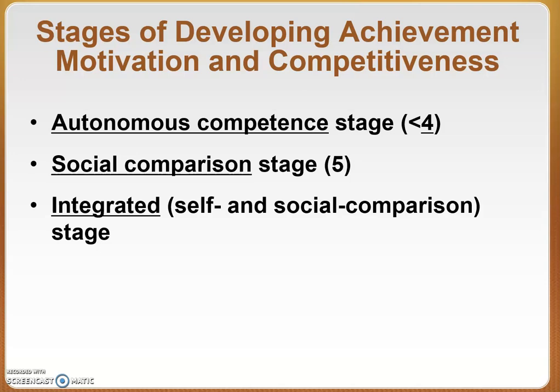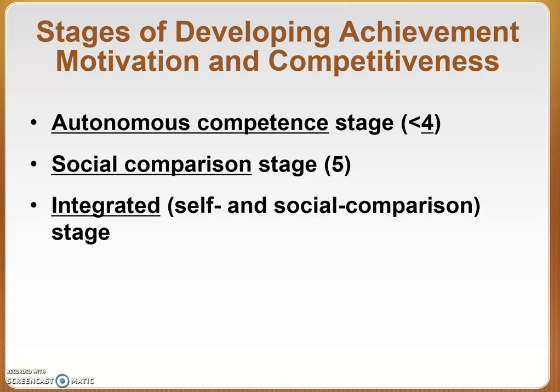So there's 3 stages of developing achievement, motivation, and competitiveness. The first stage is called the autonomous competence stage, and this typically occurs before the age of 4. In this stage, one is going to focus on self. Typically, when you put children together, they are going to focus on what they are doing. Most often, they are not going to pay attention to the people around them. They're going to be more focused on what's happening in their environment. In this stage, it may be related to a child wanting to learn to ride a bike. They're going to do everything in their power to get better so that they are capable of riding a bike.